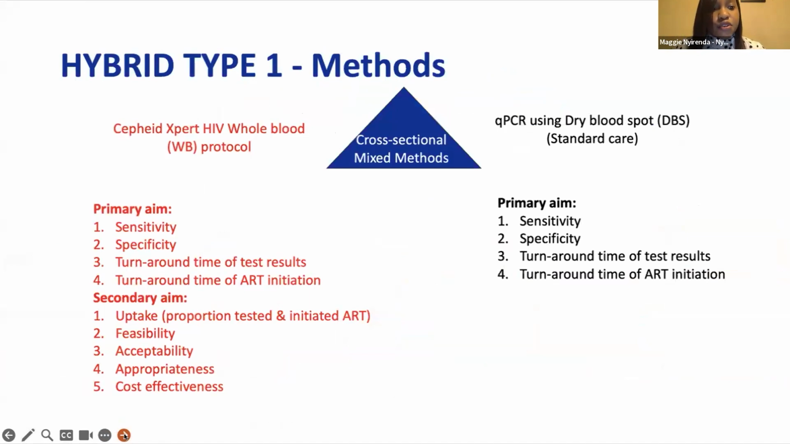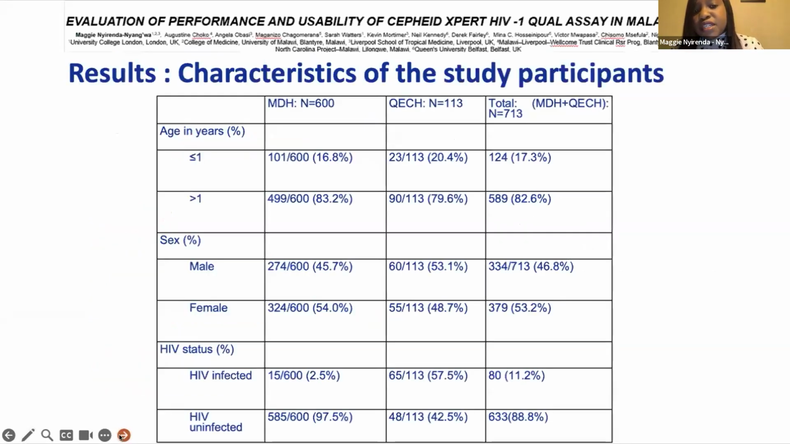And the results showed that if we compared the Cepheid Xpert whole blood protocol to PCR as the gold standard, our primary aims were sensitivity, specificity, and turnaround time, as I mentioned. Those were the effectiveness outcomes. The secondary outcomes were feasibility, acceptability, appropriateness, and cost effectiveness. Next slide. We recruited 713 children in 2 health facilities in Malawi. Out of these, 124 were children and 11% are HIV positive.